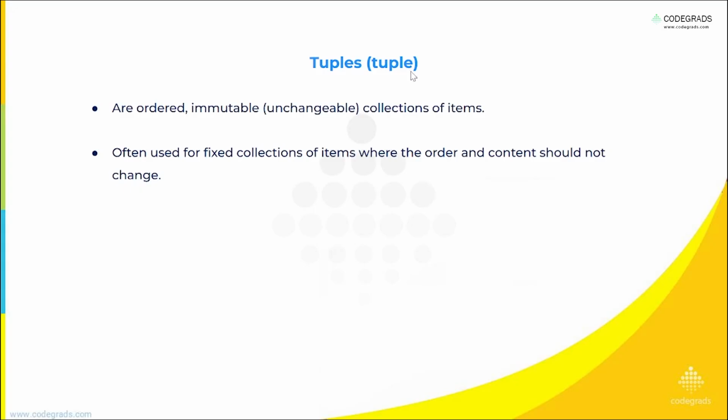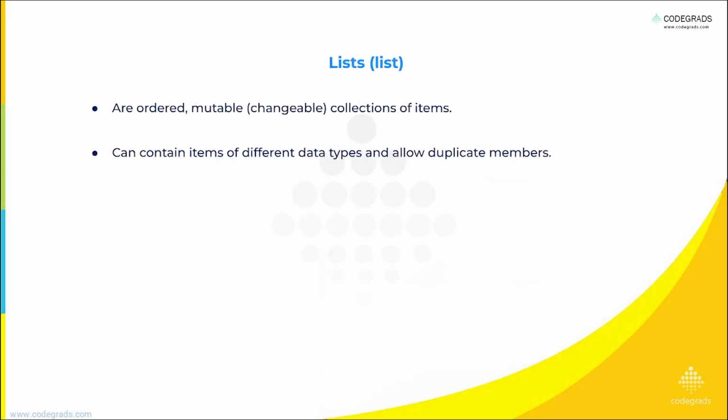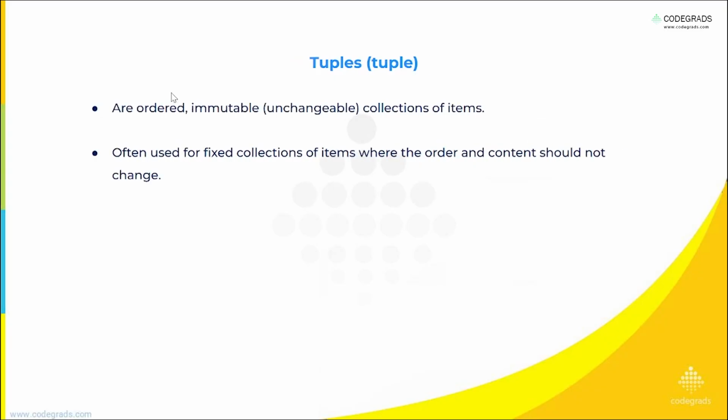Now we have tuples, or we can say tuple, which are ordered and immutable. Mutable was what? Add, update, delete. So in immutable we cannot add, update, or delete. That is an unchangeable collection of items, often used for fixed collections of items where the order and the content should not change.